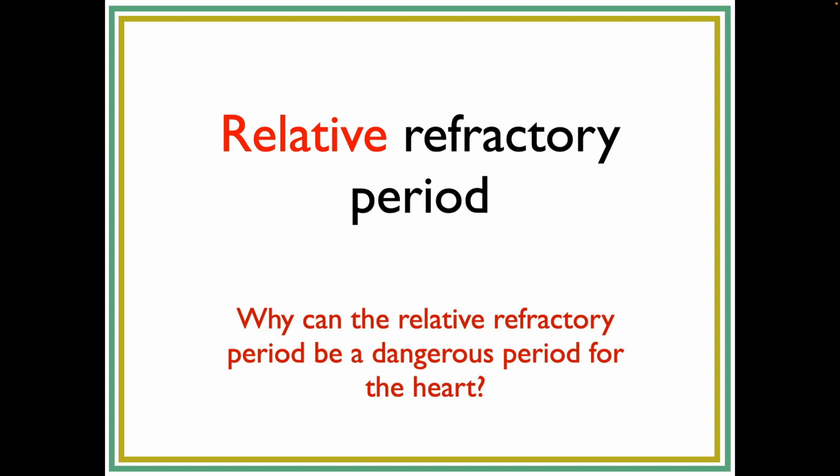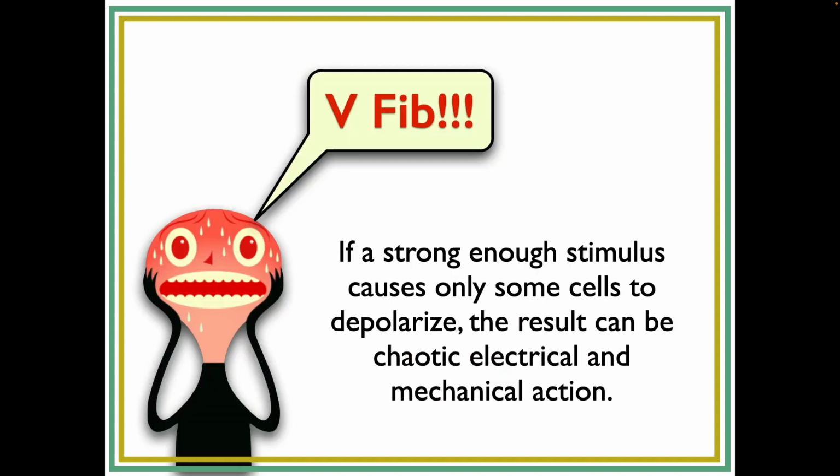Why can the relative refractory period be a dangerous period for the heart? Yes? Because everything's shooting at different times? Yeah, or if it's given a stimulus, it could all shoot at different times, okay? When the heart is all going at different times, anybody know what we call that? Yeah, fibrillation, okay? So we call that VFib. If a strong enough stimulus causes only some cells to depolarize, the result can be chaotic electrical mechanical action.